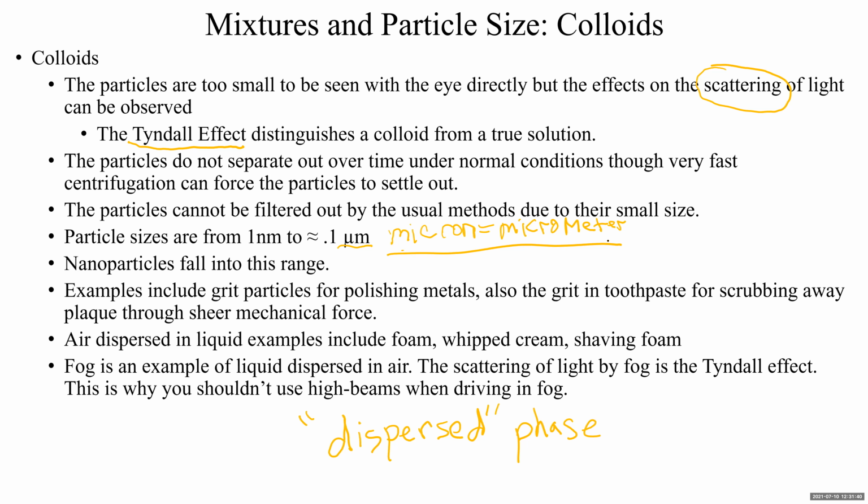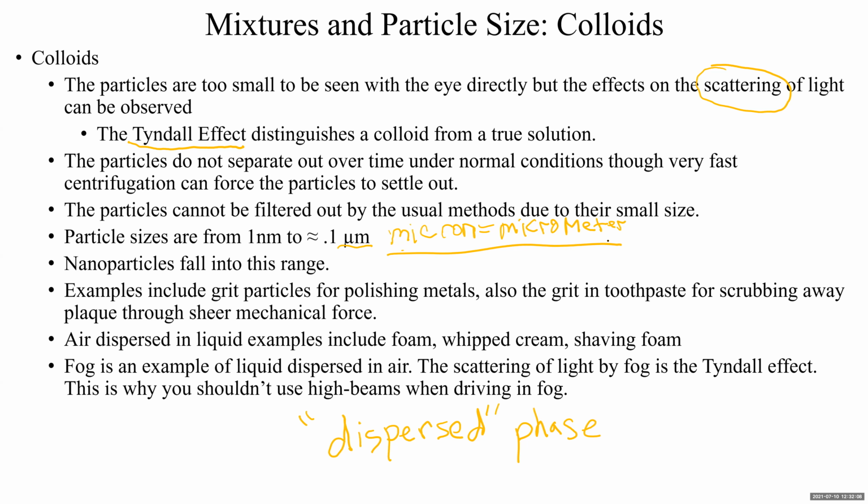So particle sizes can be visible to the naked eye. The limit to human vision is around the 1/10 of a micron level. So, a fraction of the width of a hair is about that level. Nanoparticles fall into this range. Nanoparticles, have you ever heard of nanotechnology or nanoparticles? They are usually particles made up of thousands, if not tens of thousands of atoms.